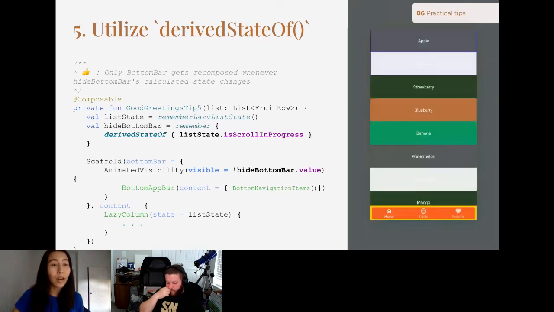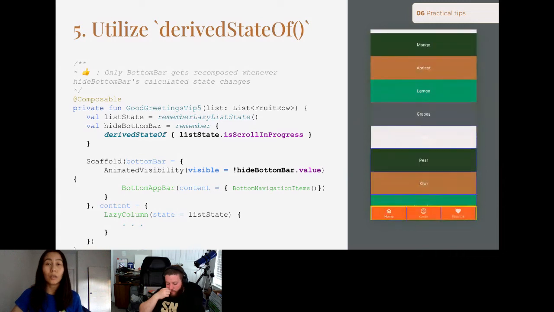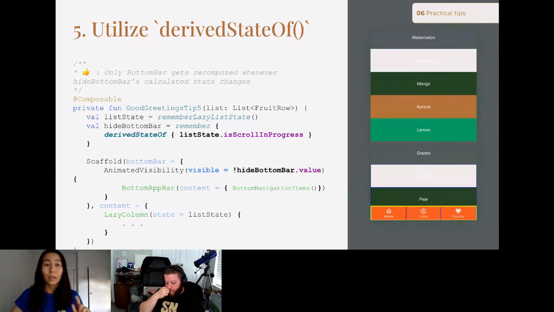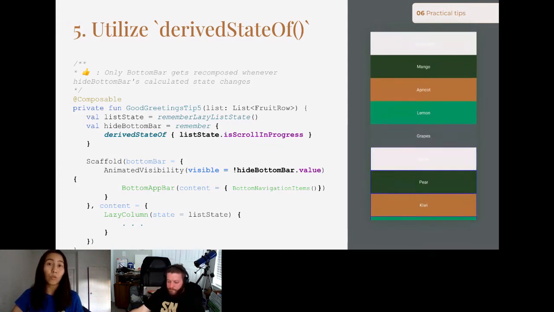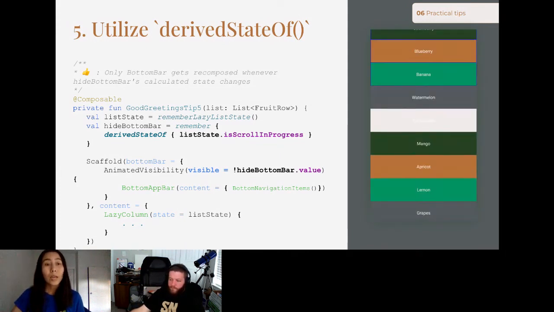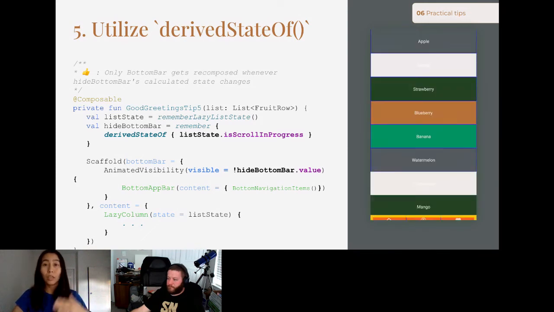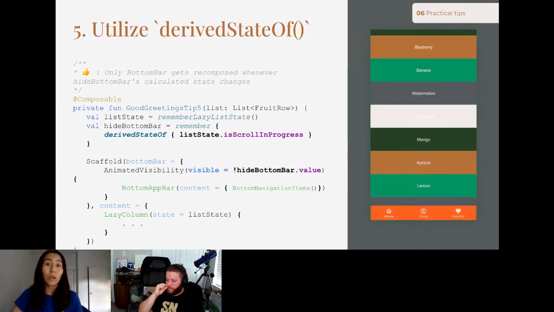Here we have a height bottom bar object that is listening to the list state, and it gets updated whenever the list is scrolled or not. So we check whether the list state is in scroll progress or not. Whenever the scroll happens, our bottom bar actually disappears to have a full immersive experience of the list, and then appears back up whenever the user stops scrolling.